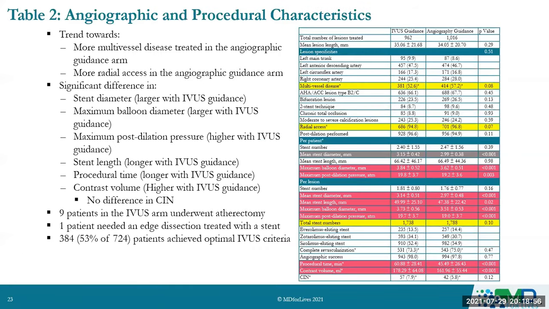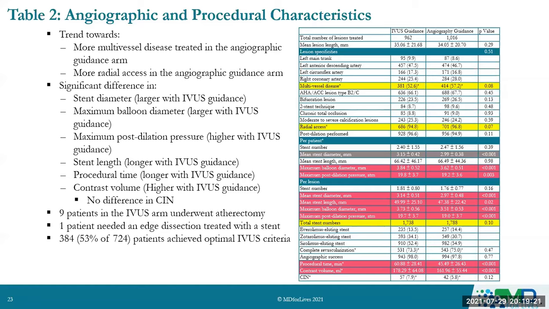So overall, between the angiographic characteristics between IVUS and angiography guidance, there were some differences between the groups. In red is statistically significant. Yellow is what I am suggesting is potentially trending towards significance. And generally speaking, the patients in the angiography alone group tended to have more frequent multi-vessel disease and more frequently were radial, which is a little bit surprising to me, and got more stents, but that wasn't statistically significant.